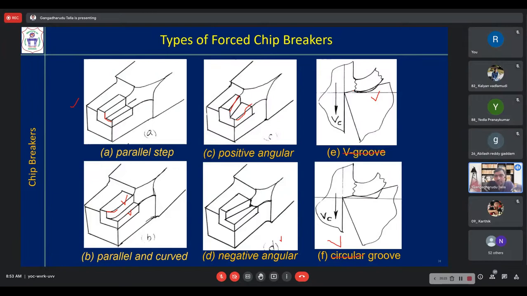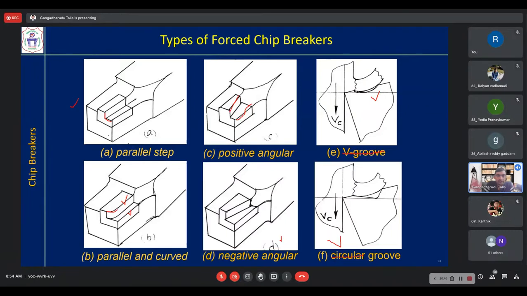Circular means we are providing some kind of arc shape that is cut on the tool, and here you are cutting some kind of V-shaped curve on the tool. Now let us try to understand these chip breakers.